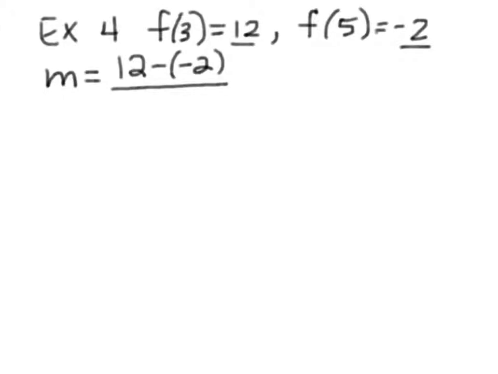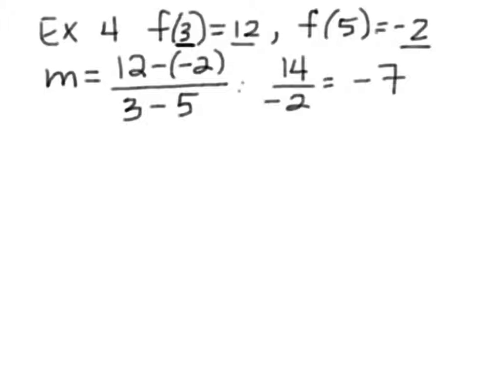As long as you make sure that the x that goes with that f of x is directly underneath it, the order doesn't really matter. So the 3 goes with the 12, so that goes first, and I'm going to subtract 5. Remember, what's inside the function, that's the x. So that gives us 14 over negative 2, which gives me negative 7. So I have my slope.